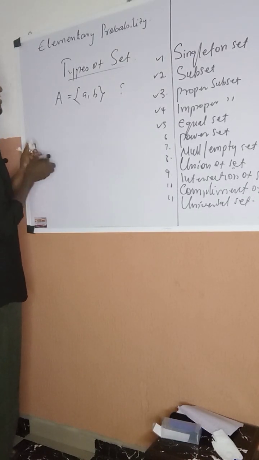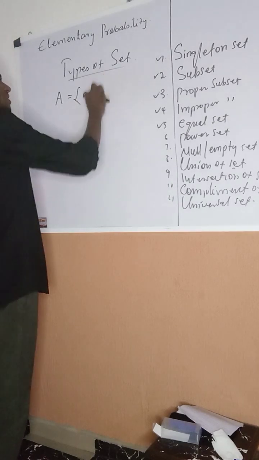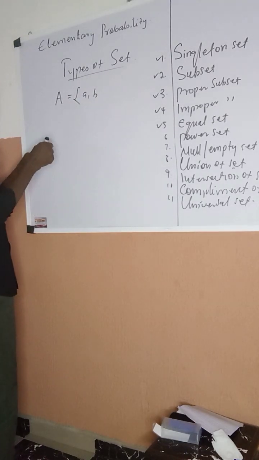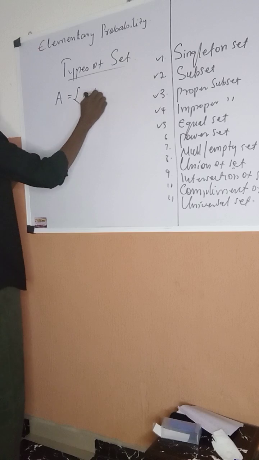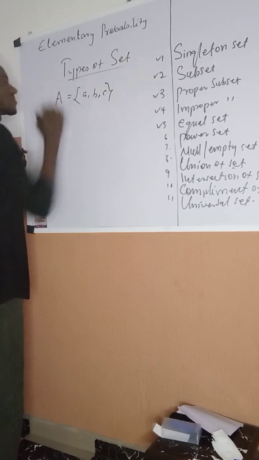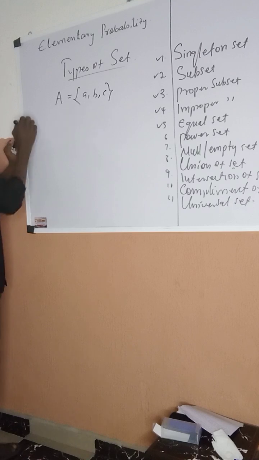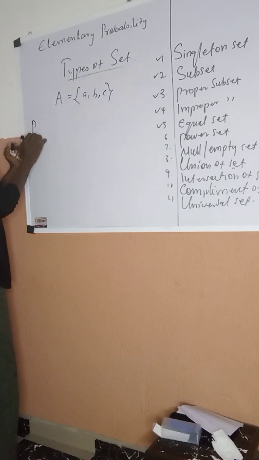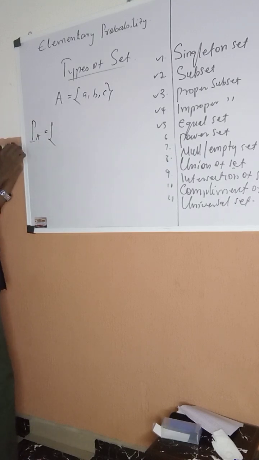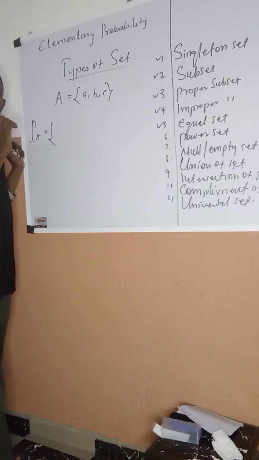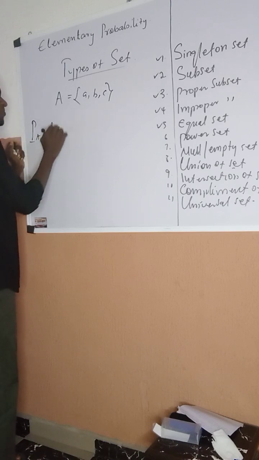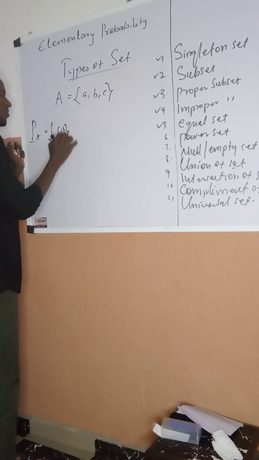So when we come down here, then I might increase the members of A. I have A, comma B, comma C. Then we are to write the power set of this A. The power set of that A becomes: first of all, we are going to start with an empty set. So I'll open, I'll write empty set, I'll close.